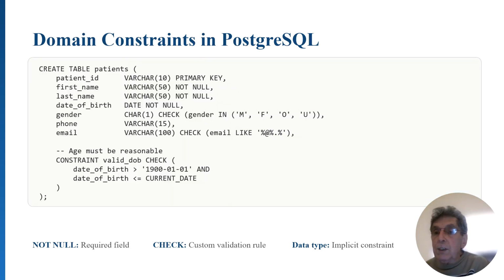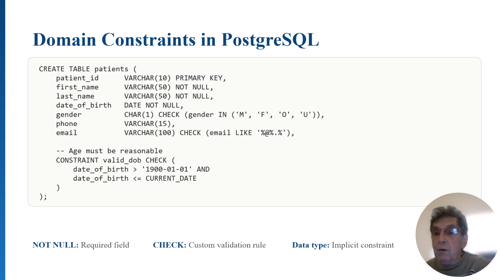Let's see how to implement domain constraints in Postgres. Look at this create table statement for a patient table. The patient ID column is a variable character of 10 digits, and also primary key. So we specify that that's going to be the primary key. The varchar 10 is the domain constraint, limiting it to 10 characters.